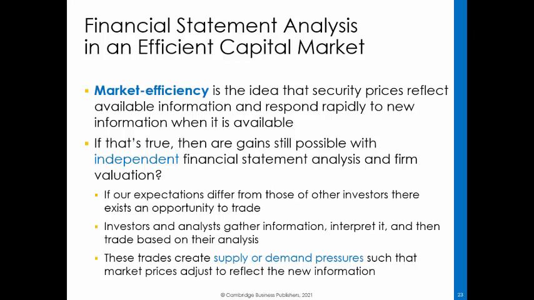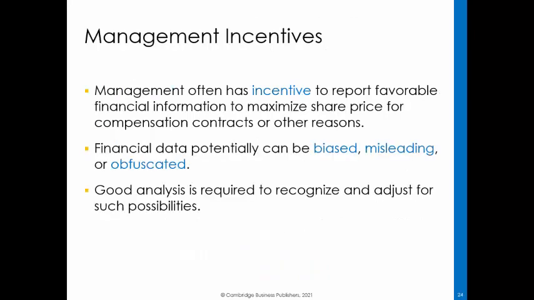Market efficiency is predicated on the effect of many individuals, investors, and analysts who gather information, interpret it, and then engage in trades based on their analysis. These trades create supply or demand pressure such that market prices adjust to a new equilibrium. The task of information gathering and processing is the task of financial analysts and investors. Capital markets function well in the U.S., particularly for the largest firms, because of self-interested buy-side and sell-side analysts, institutional investors, and others. Another facet involved in market efficiency relates to management incentives.